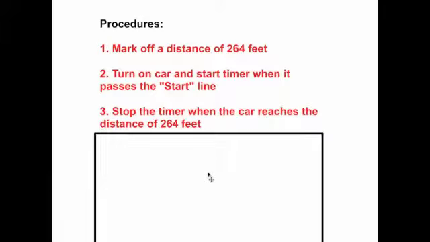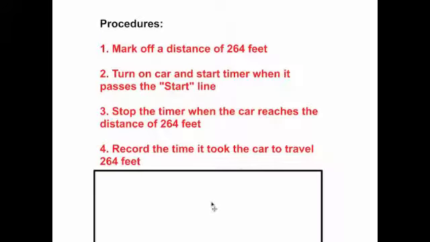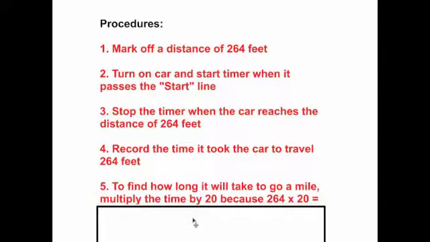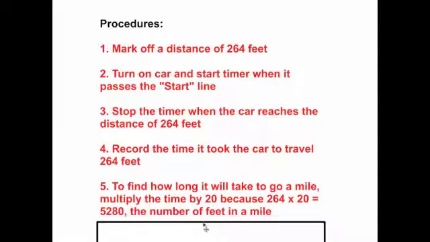Number 3, stop the timer when the car reaches the distance of 264 feet. As you can see, each step is clearly outlined. Number 4, record the time it took the car to travel 264 feet. Number 5, to find out how long it will take to go a mile, multiply the time by 20, because 264 times 20 equals 5,280, the number of feet in a mile.